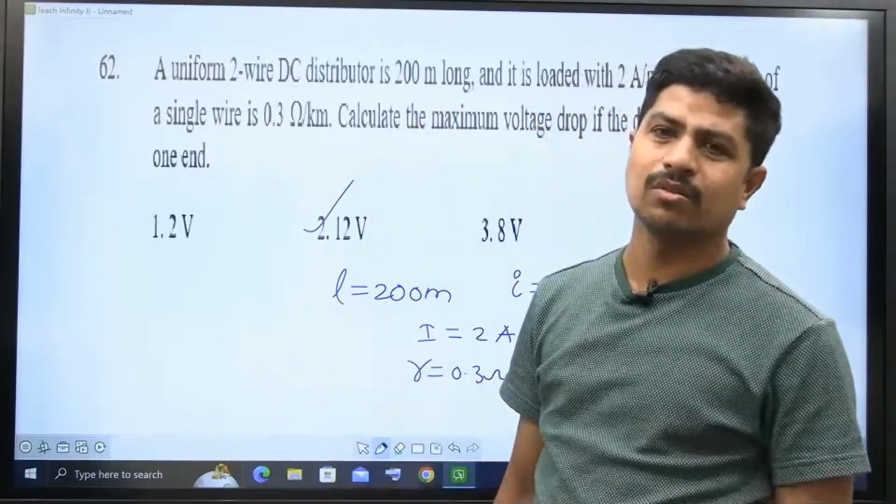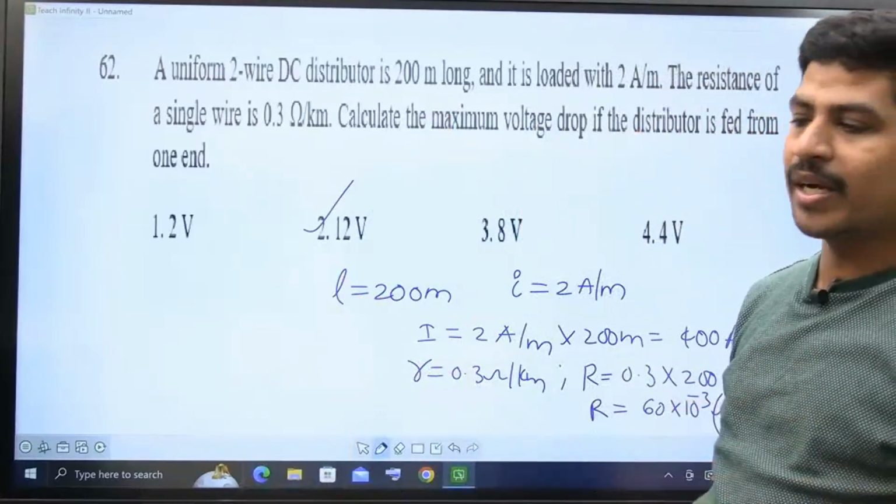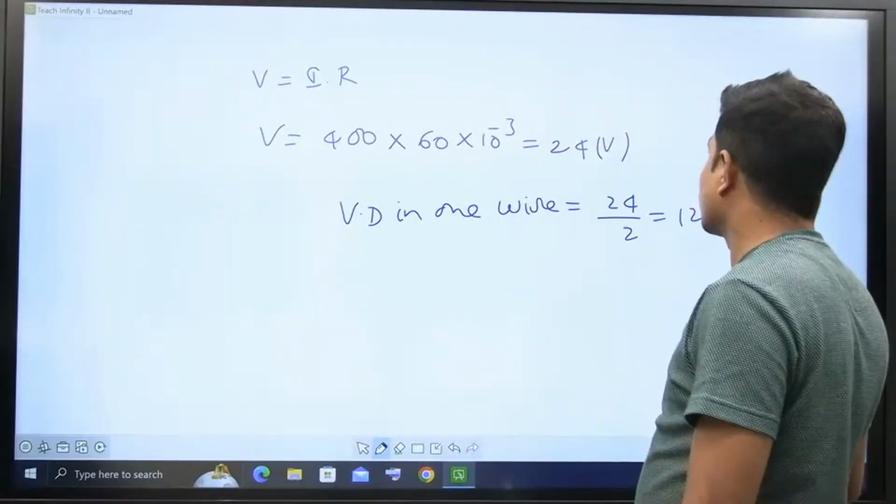Direct question this is also. V is equal to I into R, but he has given lengths and all, for how much length, how much current and all, right? Yeah. Let's go to the next question.